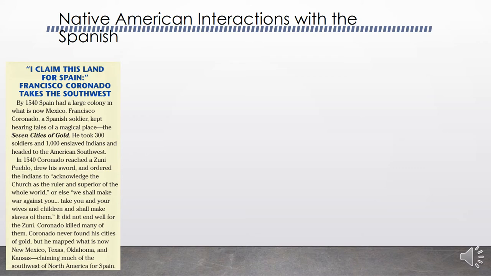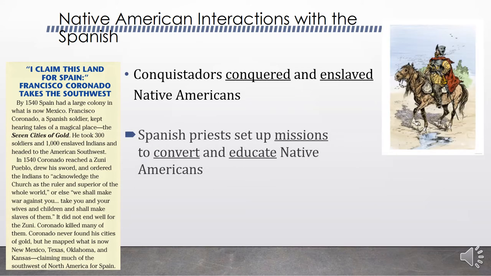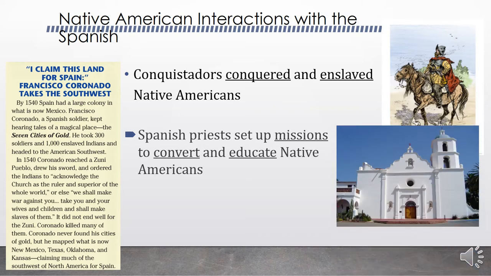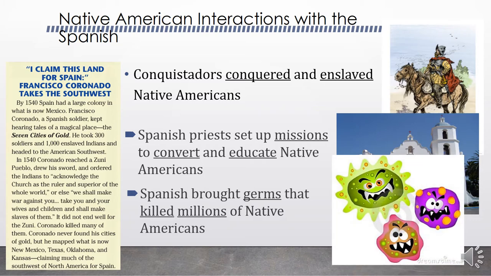And he was one of those who said to them that the church was the ruler and the superior of the world. So he really wanted to convert these Native Americans to his religion. And he would take the Native Americans' wives and children to make them slaves. It did not end well for the Native Americans who interacted with Coronado. Many of them were killed, and he never found his city of gold that he had wanted to, but he did explore a lot of what we call the Midwest, including New Mexico, Texas, Oklahoma, and Kansas.